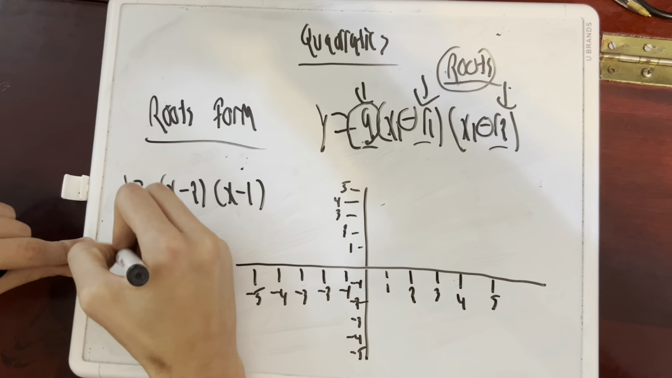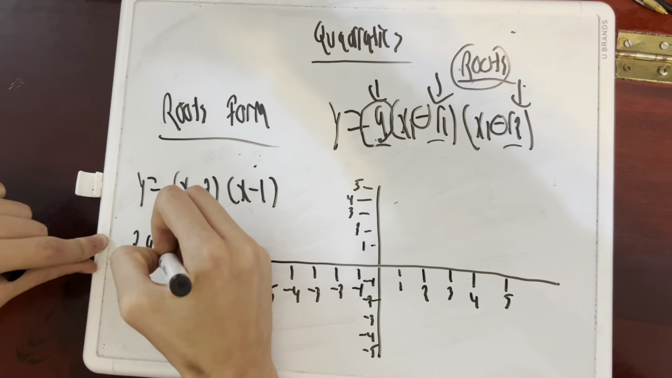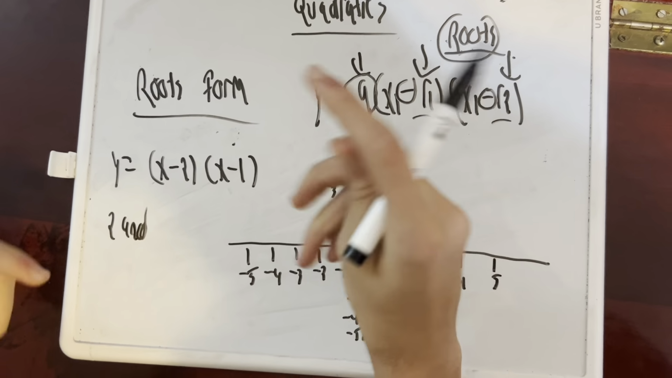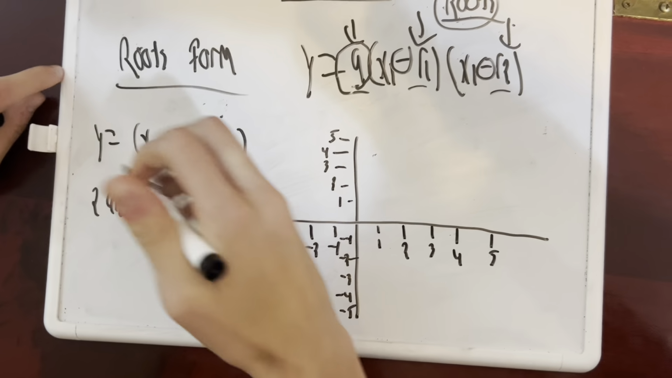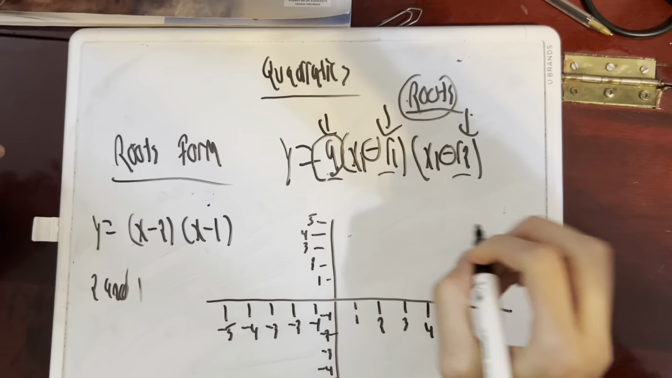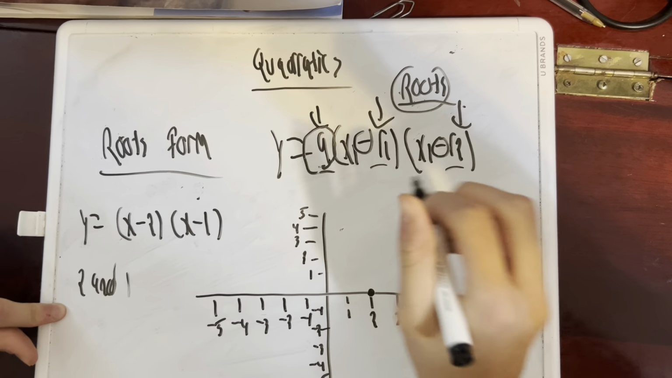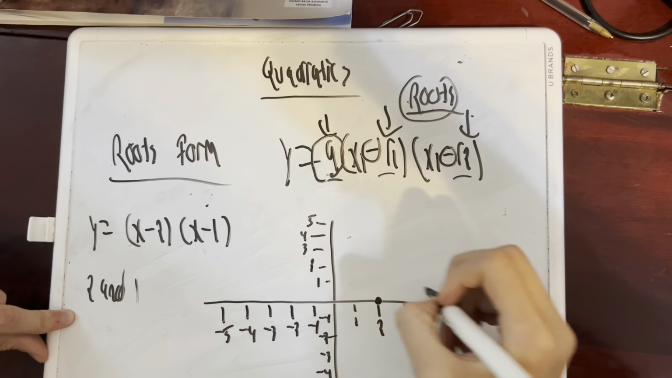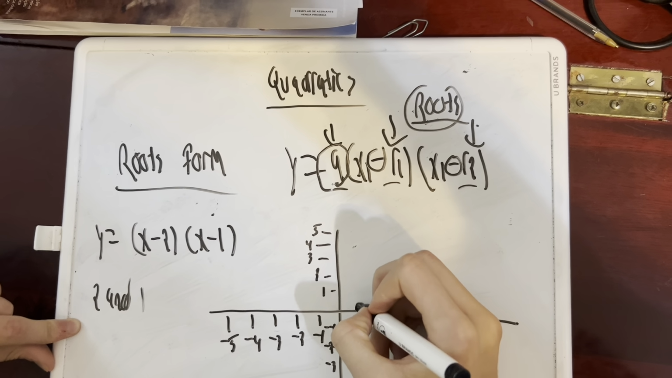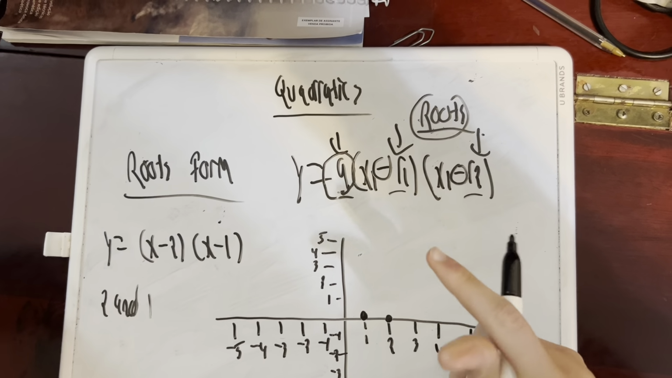Okay, so what we do is opposite of this root. So our roots are 2 and 1, right? Because it's always the opposite. It's a negative in our equation, and 1. So for that, we go to our roots. We go to 2, and we go to 1. So these are our two roots.